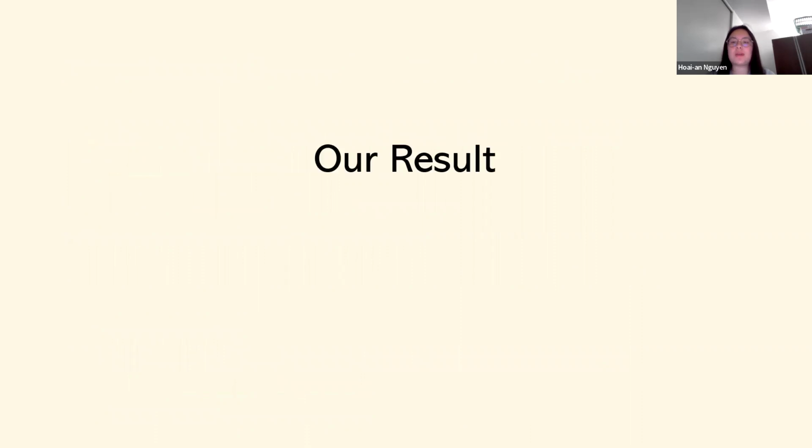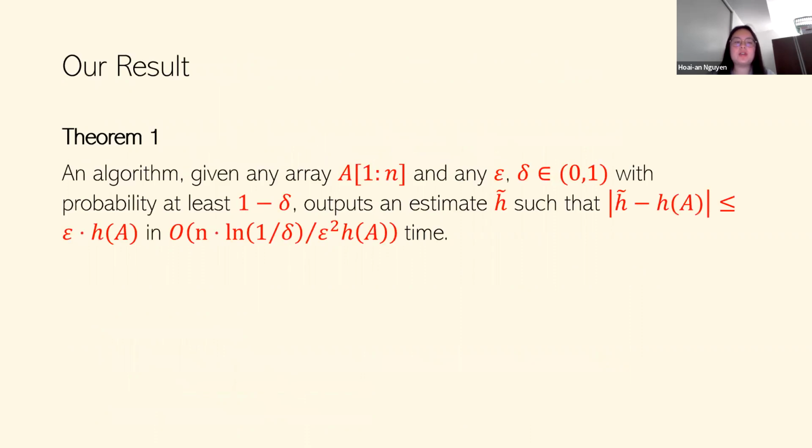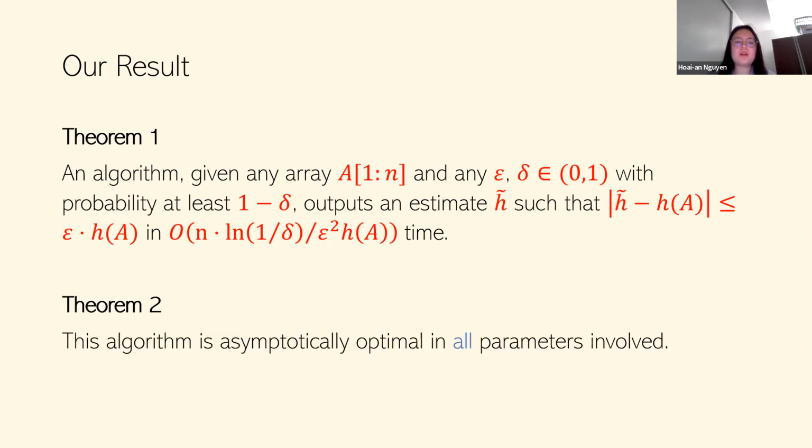Now diving into our main result. We show that an algorithm that we design, given any array A of length n and some epsilon and delta, with probability of success at least 1 minus delta, outputs an estimate h tilde, which is a 1 plus or minus epsilon approximation to h, in O of n times ln of 1 over delta divided by epsilon squared h time. And second, we prove that this algorithm is asymptotically optimal in all parameters involved, including delta and epsilon.